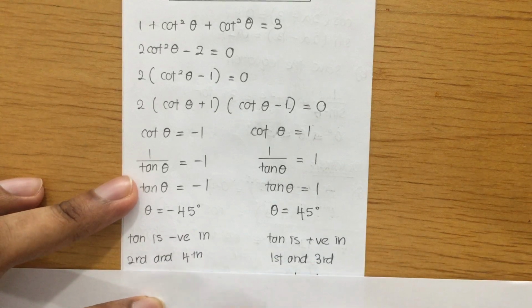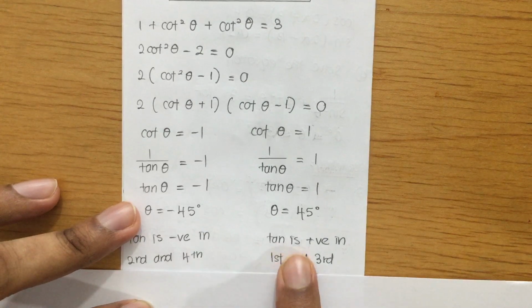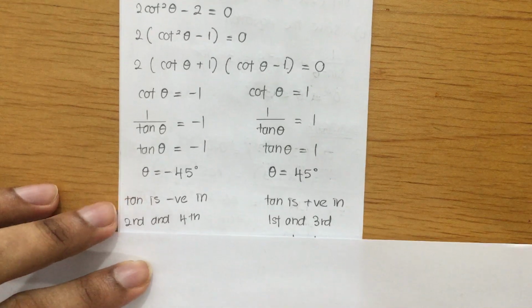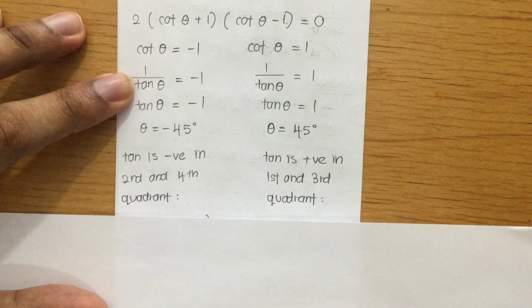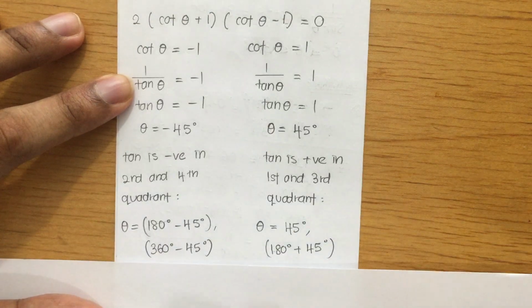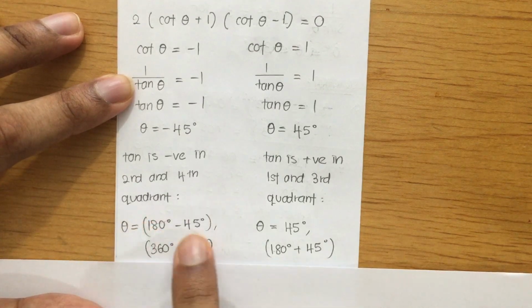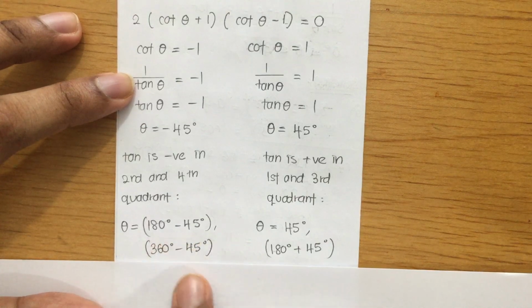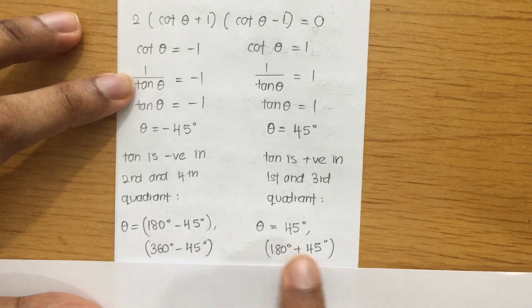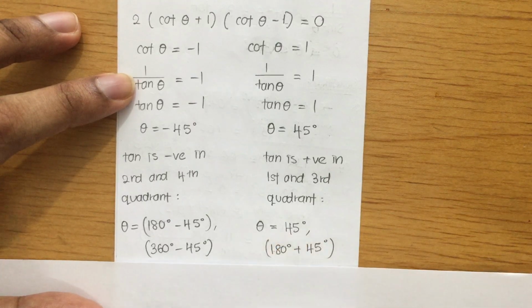As I mentioned, tangent is negative in the second and fourth quadrants. Tangent is positive in the first and third quadrants. So we need to find those respective values, guys. Theta equals 180 minus 45 degrees. This will be your second quadrant value. 360 degrees minus 45 degrees, this will be your fourth quadrant value. Then we look at this side: theta equals 45 degrees. That will be your first quadrant value.